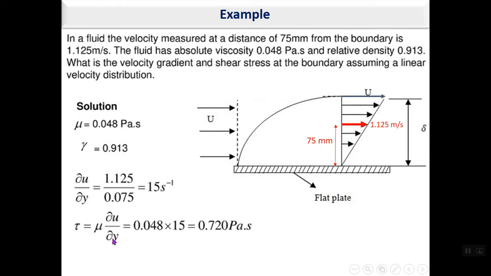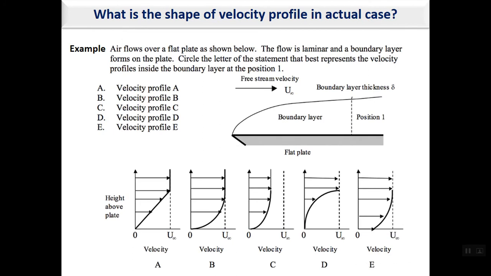Do we have du over dy? Yes, we can calculate it from the assumption of linear velocity profile. Please note that if the velocity is not linear, then it's not possible to calculate in this way. But here, as the velocity is taken as linear, you can simply divide 1.125 by 75, convert it into meters, and this is the value of du over dy. Multiplying these two parameters, you will get the shear stress.